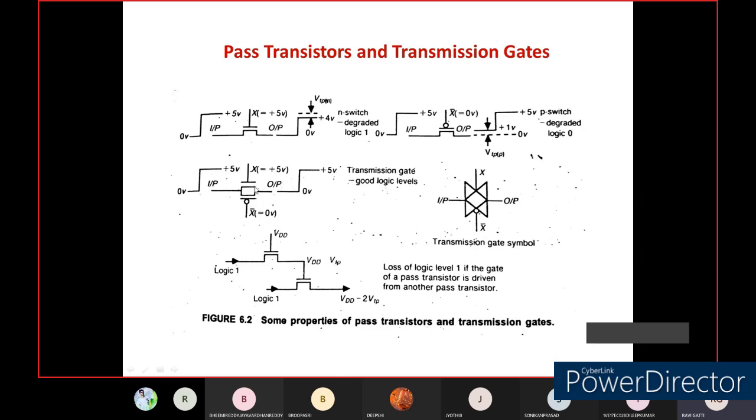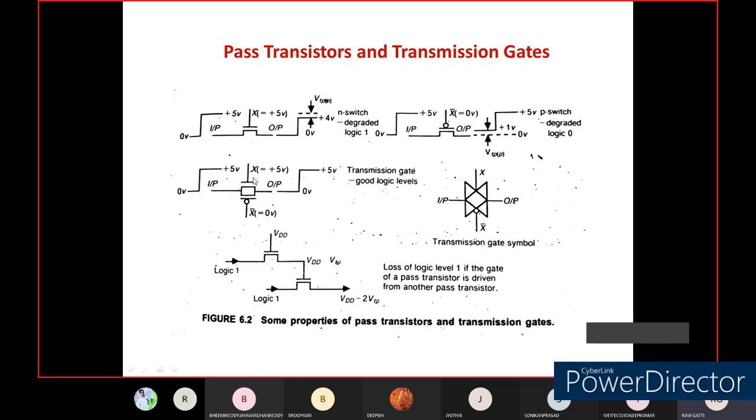Or else, when the input you are applying to your NMOS transistor is 0 and the complementary input you are applying to the PMOS is 1, then both are turned off. Once again, when for the transmission gate you apply 0 to the NMOS transistor and 1 to the PMOS transistor, both the transistors will be off, so therefore the output will be 0.